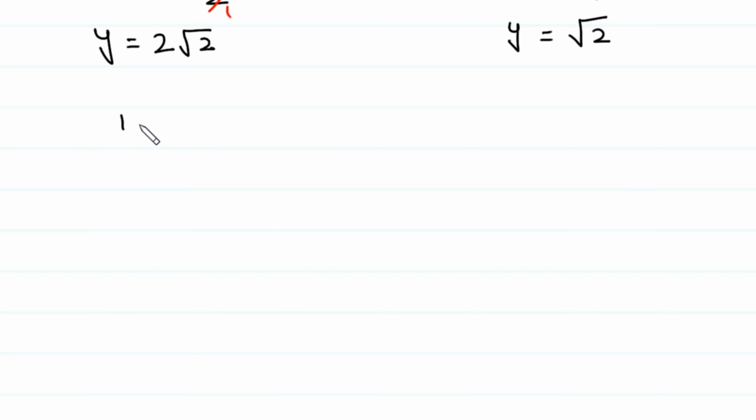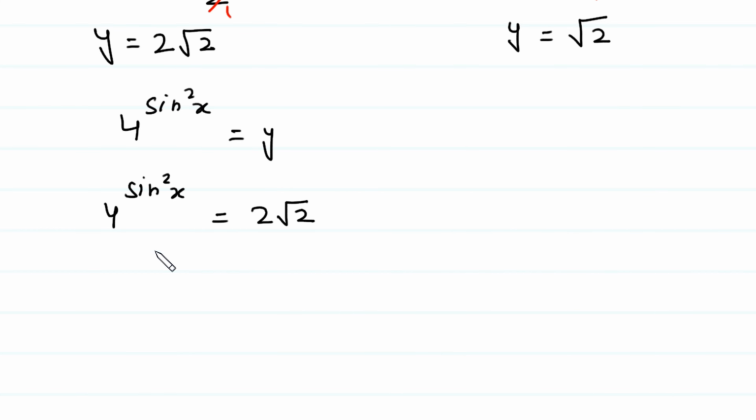We have supposed 4 to the power sine square x is equal to y. In this equation we put this value of y, 2 times square root of 2. 4 to the power sine square x is equal to 2 times square root of 2. Now this 4 can be written as 2 to the power 2, to the whole power sine square x is equal to 2 times, and this square root of 2 can be written as 2 to the power 1 over 2.